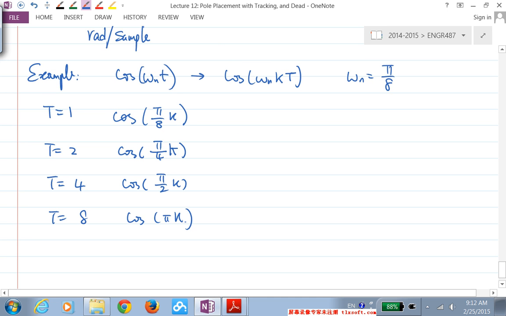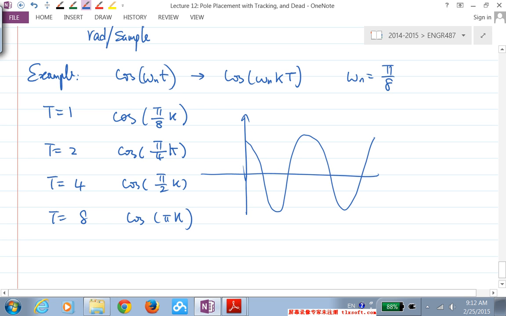So at a different sampling time, a different sequence of numbers is generated. But you also have to think about the way you're sampling it. This is your cosine, and you're sampling at different time instances. This is a pi over 8, right? If this is a pi over 8, what was this value here?